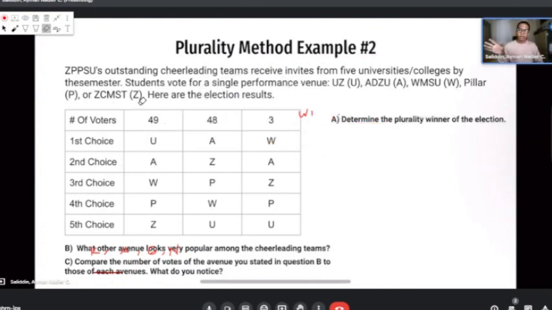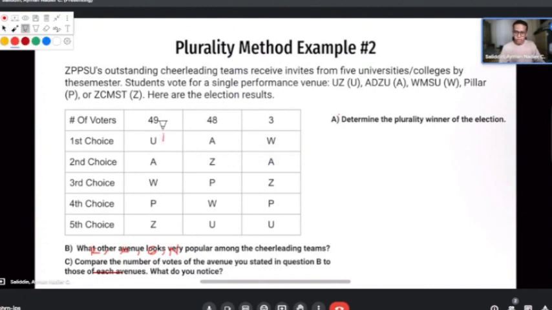All right. Zipsa's outstanding cheerleading team receives an invite from 5 universities/colleges by the end of the semester. So our school has an outstanding cheerleading team, and they're invited to 5 universities to dance. But we can only choose one avenue to dance at. So our university made us vote for whichever we want to go to, right? So here is the election result.